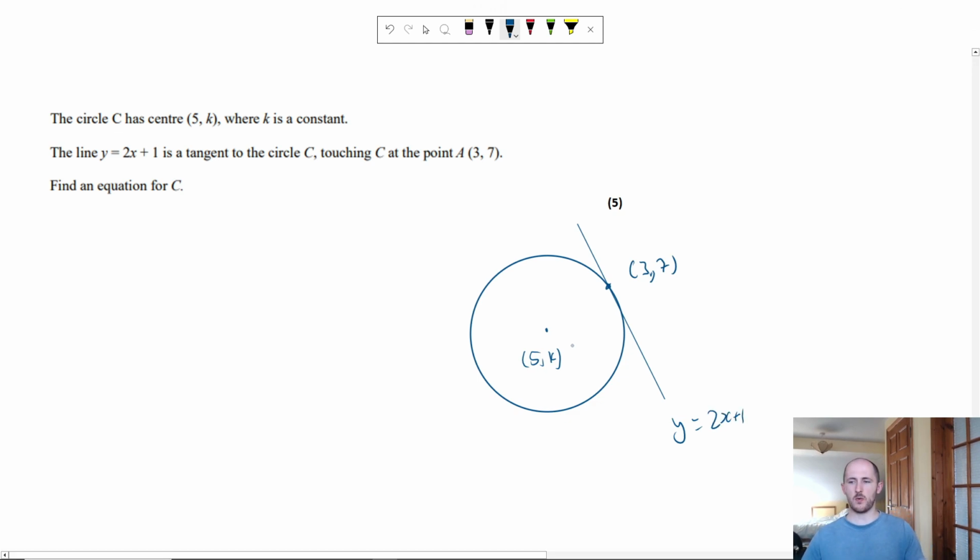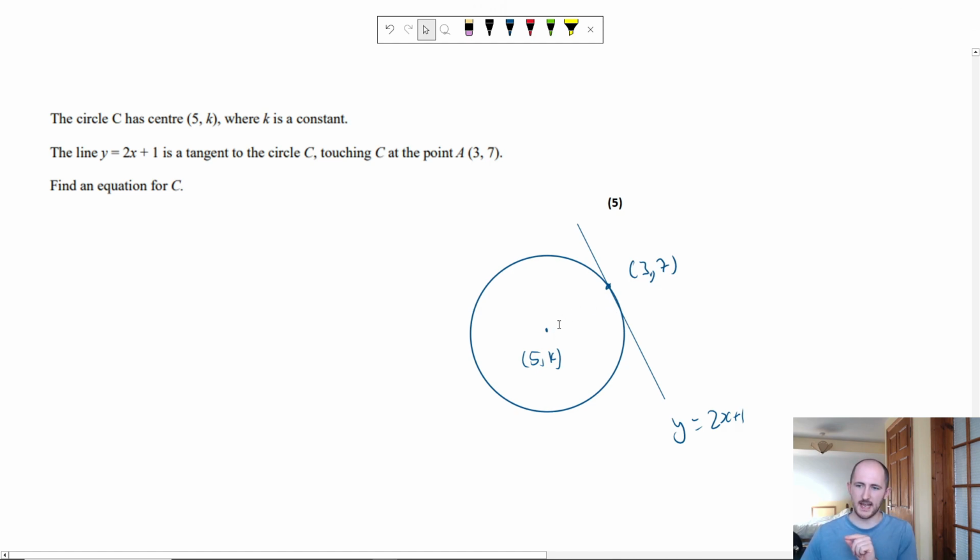Now, let's use all of the information at our disposal. So what would we normally do? Well, normally we would find the gradient here and use that to work out the gradient of the tangent, and then we're basically done. Well, we actually follow the same steps, but in reverse. We don't know the gradient of the radius, but can we work it out? The answer is absolutely we can, because we do the same thing but backwards.